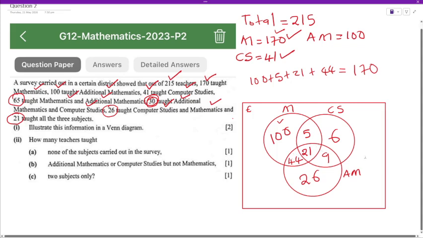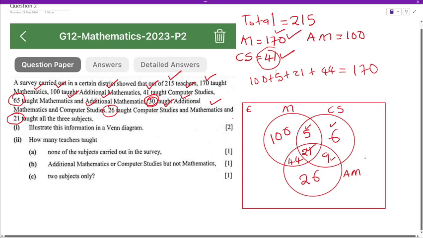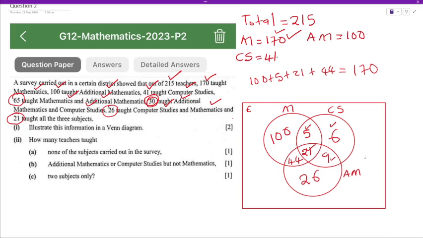Just clear up again. For computer studies, the total should be 41. So here we're confirming whether what we've done is correct. In computer studies, we have a 5 there, we have a 6, we have 21 here, and we have a 9 there. We add everything, we check. 21 plus 5 plus 6 plus 9 gives me 41. Because we have been told up here that the set for computer studies should give you 41 right there. So we are correct. We go to the next one.